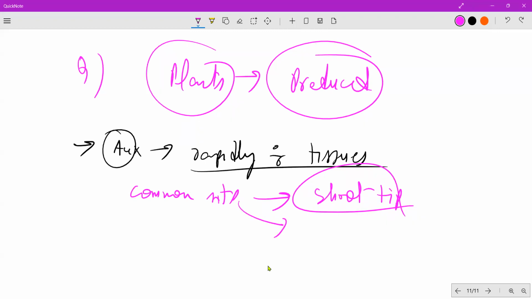And what is that? One of the major sites. The shoot tip is one of the major sites. So do we have any other major site of auxin production?